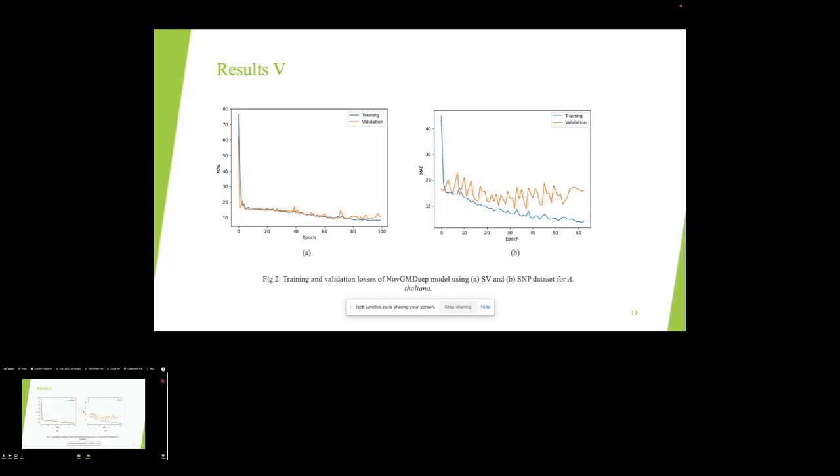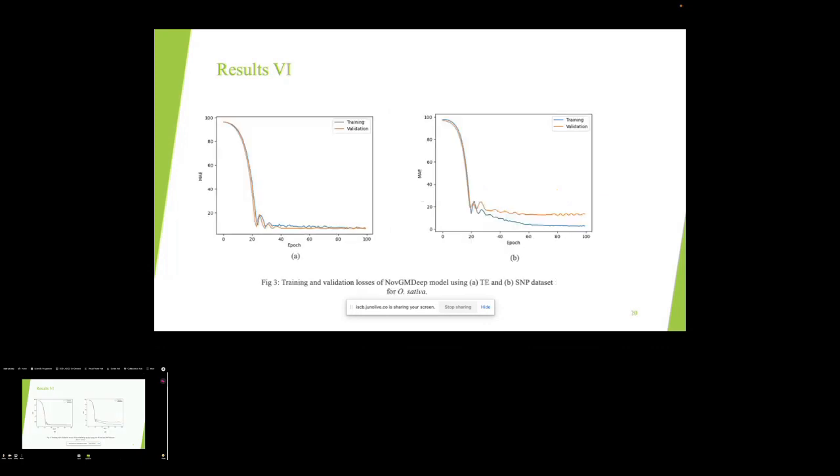So in figure A, you can see the model is neither overfitting nor underfitting, as the training curve is lower than the validation curve, which shows the model is overfitting in the figure B. Similarly, here the model for the transposable elements in figure A is neither overfitting nor underfitting, but for SNPs, the model is overfitting. So the large number of features, that is the SNPs, expands the hypothesis space, making the data more sparse, and this could lead to the overfitting problems.